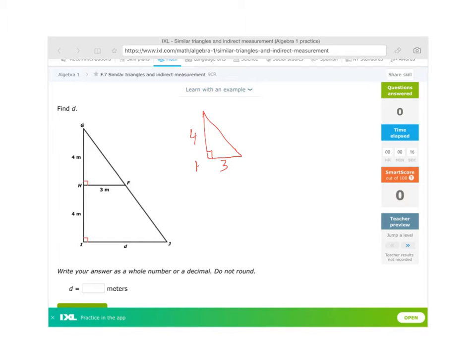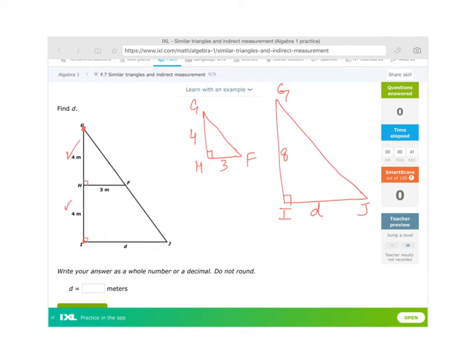So we have one up here, with 4 and 3, HFG, and we have the bigger triangle down here, IDJG. Now what is this length from G to I? That is the sum of 4 and 4. So this length is 8, right?